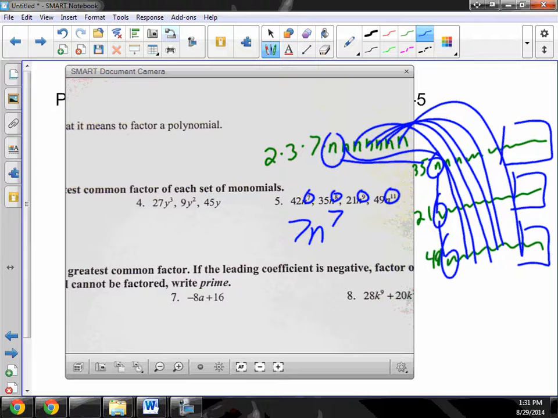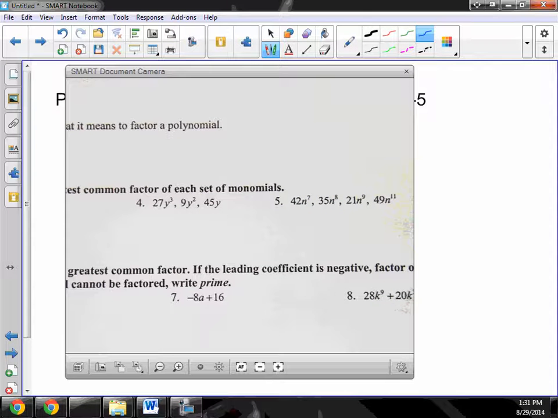What if that 49 was n to the 2nd? Then it would be 2. What if that 49 didn't have an n? Then the answer is just 7, and there are no n's that they share.